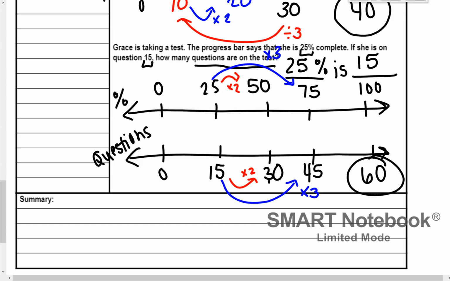is 60. Here's where we could not just keep our answer on that number line. We would have to pull it out and label it 60 questions. And I know I'm writing off the paper. I apologize. Okay, so that would be our answer for that one.